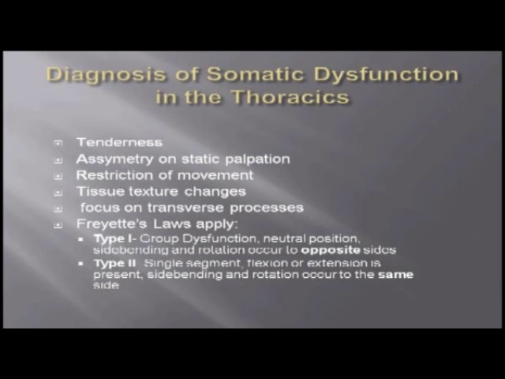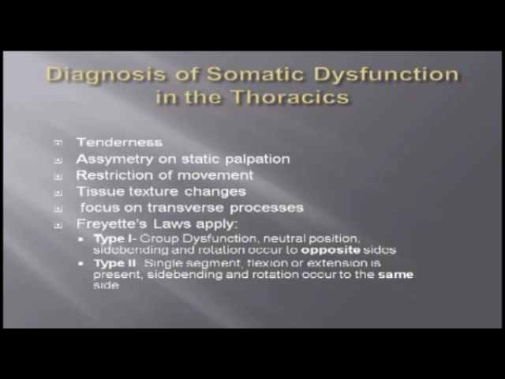Group dysfunction, typical, you can have group dysfunction in the cervical, thoracic, and lumbar spine. However, only in the thoracic and lumbar spine do we call it a typical type 1 group dysfunction, in that side bending is in one direction and rotation is to the other. So if we side bend to the right, we're going to get rotation to the left. Remember, that's not quite the same in the cervical spine.